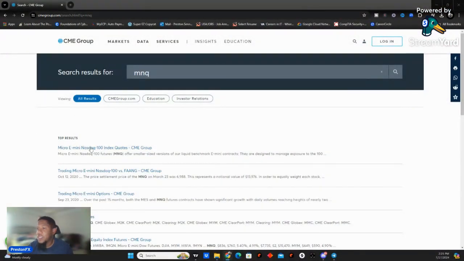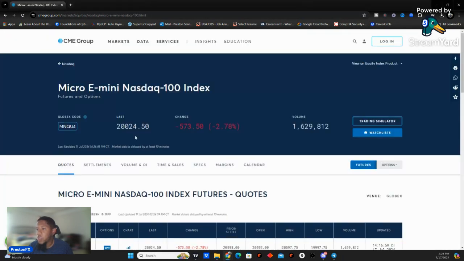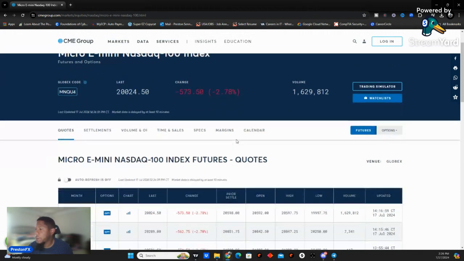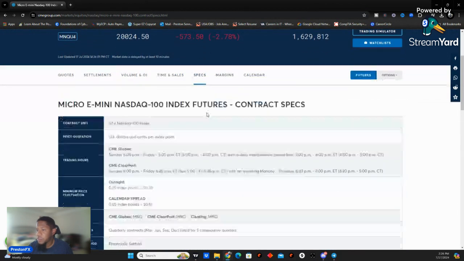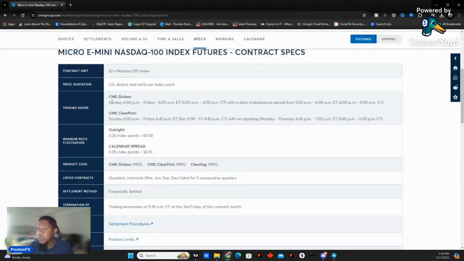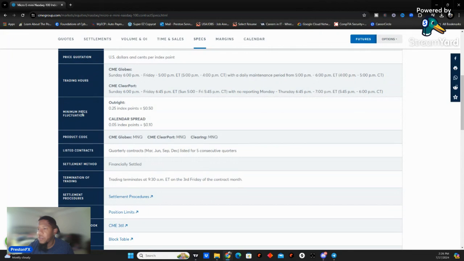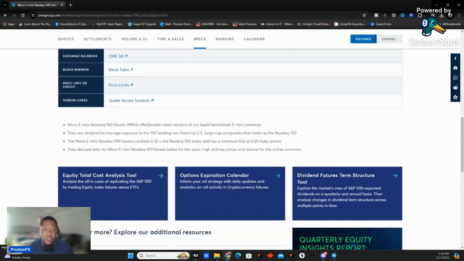Right here, you type in results and go to the top one. Again, Google CME Group and pick the first one. If you look right here, MNQ4, and go over to the settlement and the specs. The specs will tell you the contract unit, $2 times the Nasdaq 100 index, and the minimum fluctuation price. It gives you all the detailed information on this.